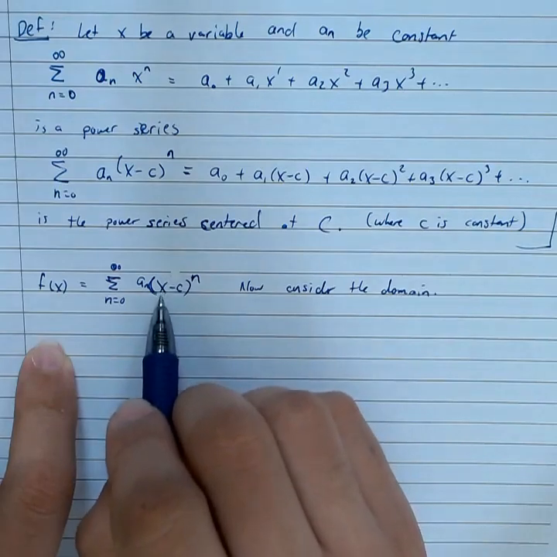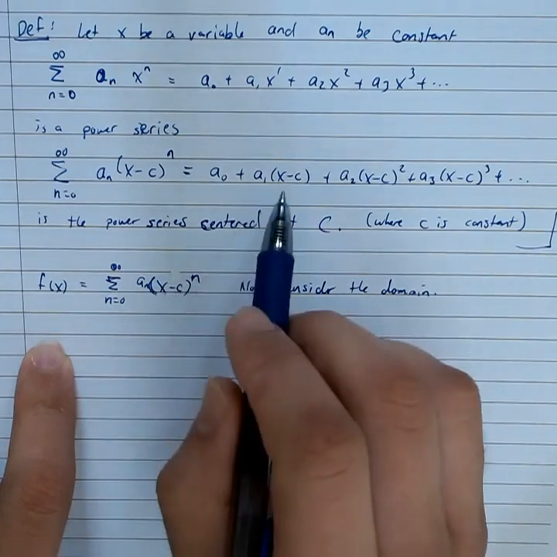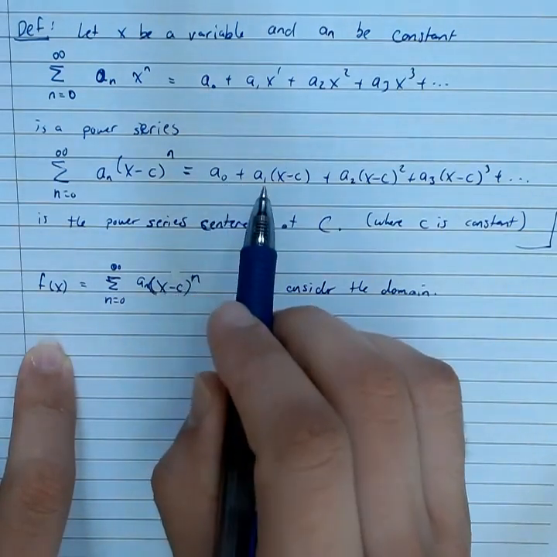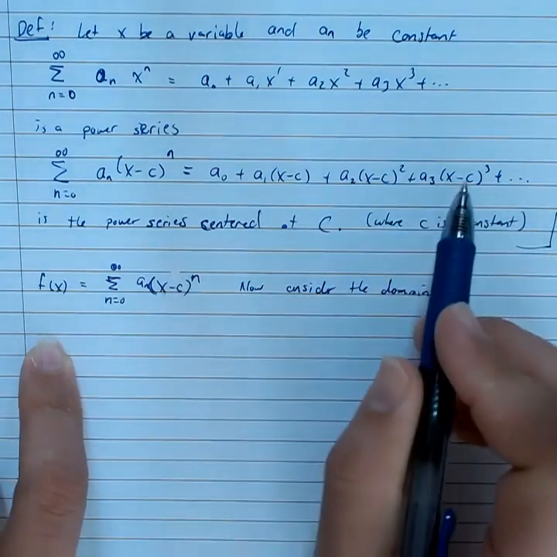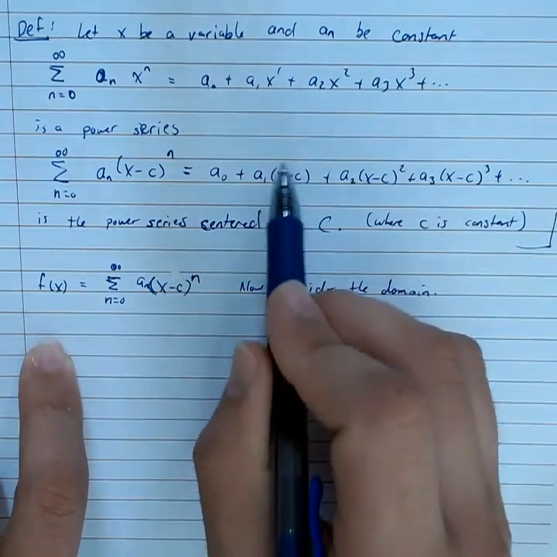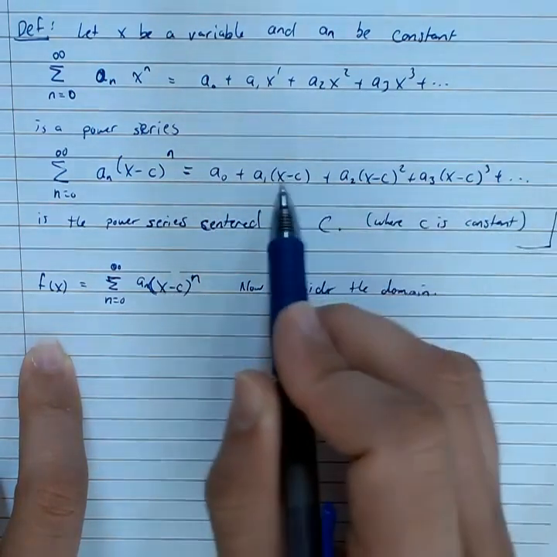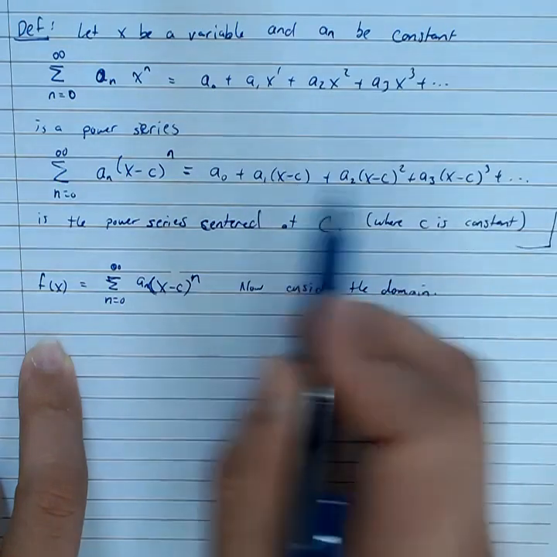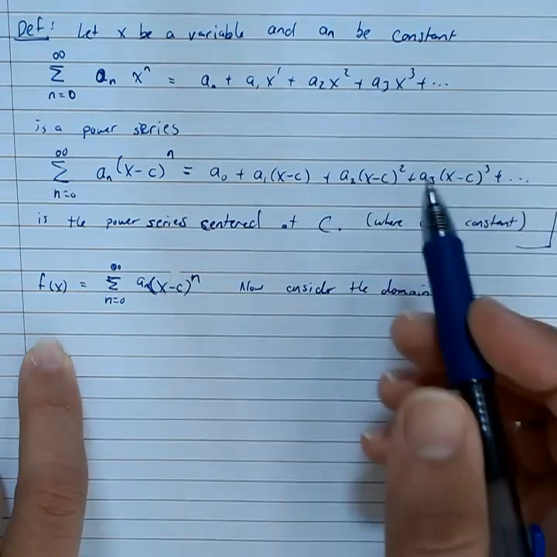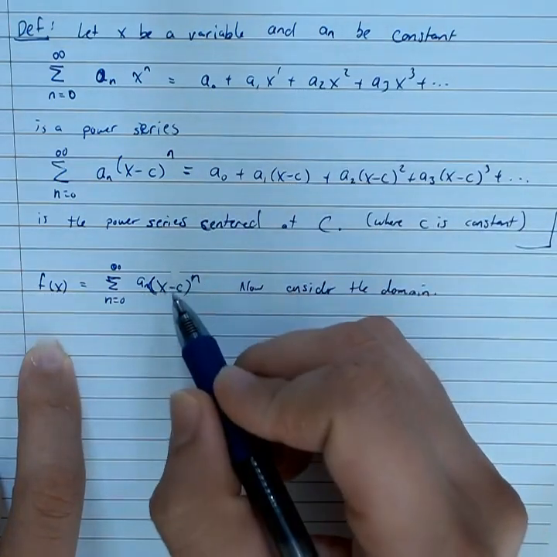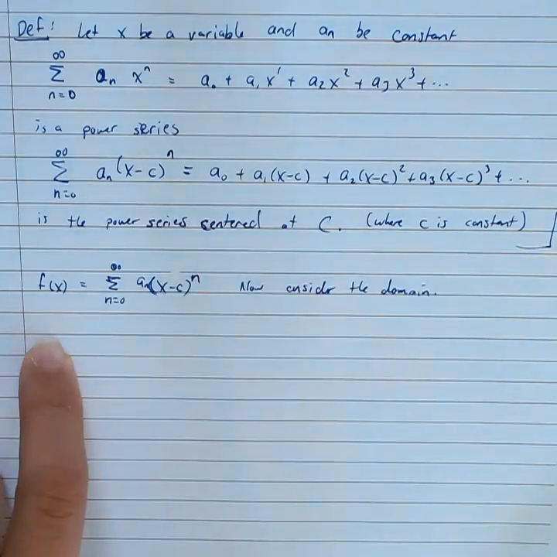If you plug in c right here, c minus c is equal to 0. So here that would be a number plus a number times 0 plus a number times 0 plus a number times 0 forever. That would just give you that first number plus 0 forever. It doesn't matter how many zeros I have. I can have an infinite number of zeros. 0 plus 0 plus 0 plus 0 forever is still 0. So at the bare minimum, this series will converge when x equals c.